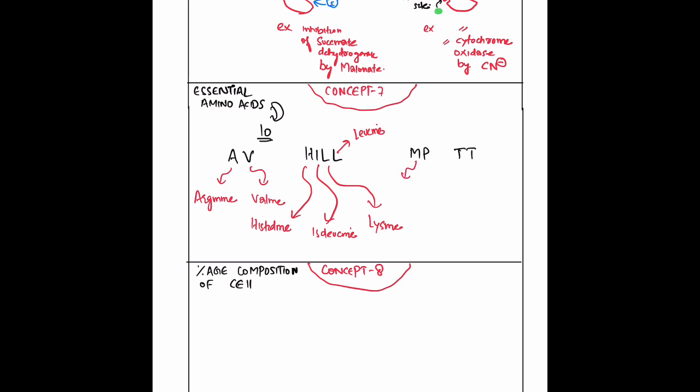M stands for methionine, P stands for phenylalanine, T stands for threonine, and T stands for tryptophan. These are the 10 essential amino acids you must never forget.